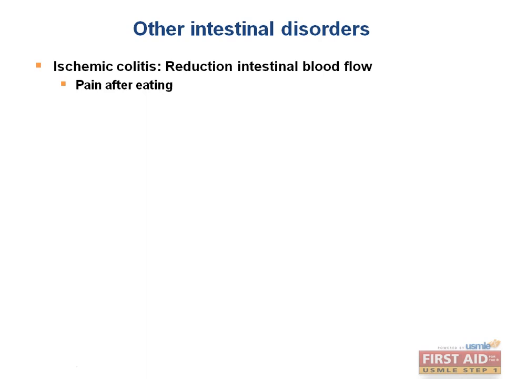Can you remember why this is the most common location? Yes, that's right. This is the watershed area between the regions supplied by the SMA and the IMA. It is more common in the elderly.